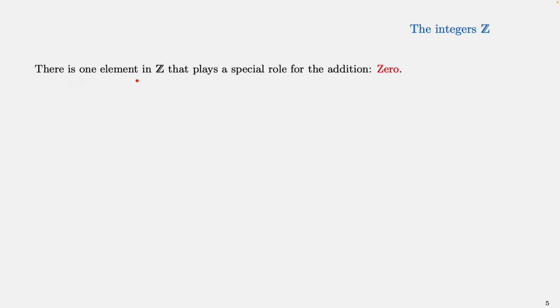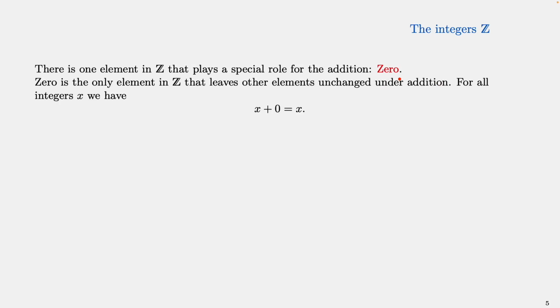We have one element in the integers that plays a very special role for the addition, and that's the element 0. So why is this special? Because it's the only element that leaves all the other elements unchanged under addition. So for any integer x, we have x plus 0 is equal to the original x. And because of this property, we call 0 the neutral element with respect to the addition in the integers.